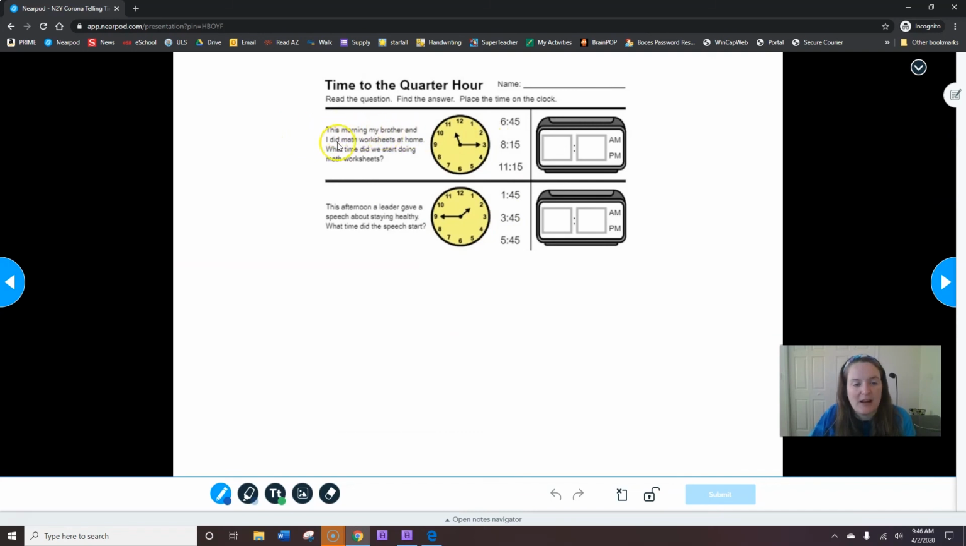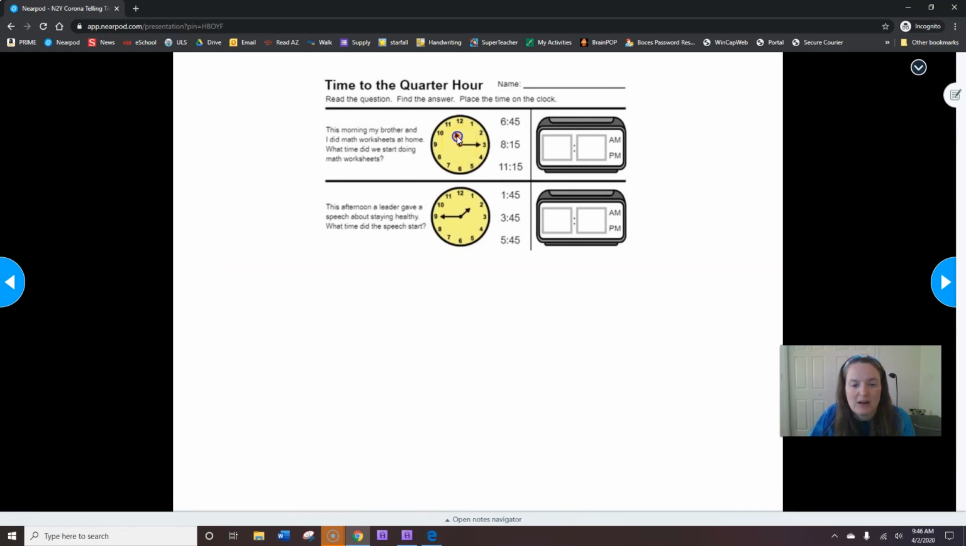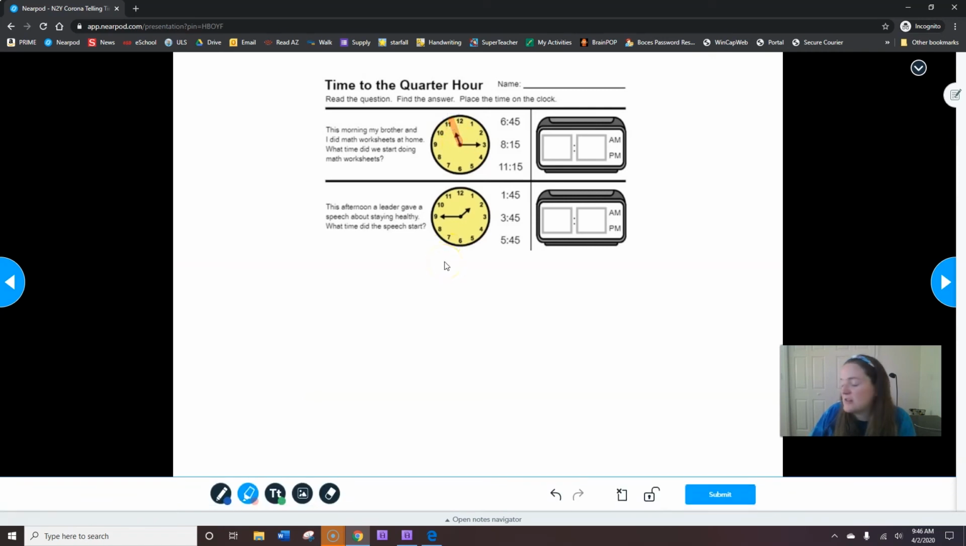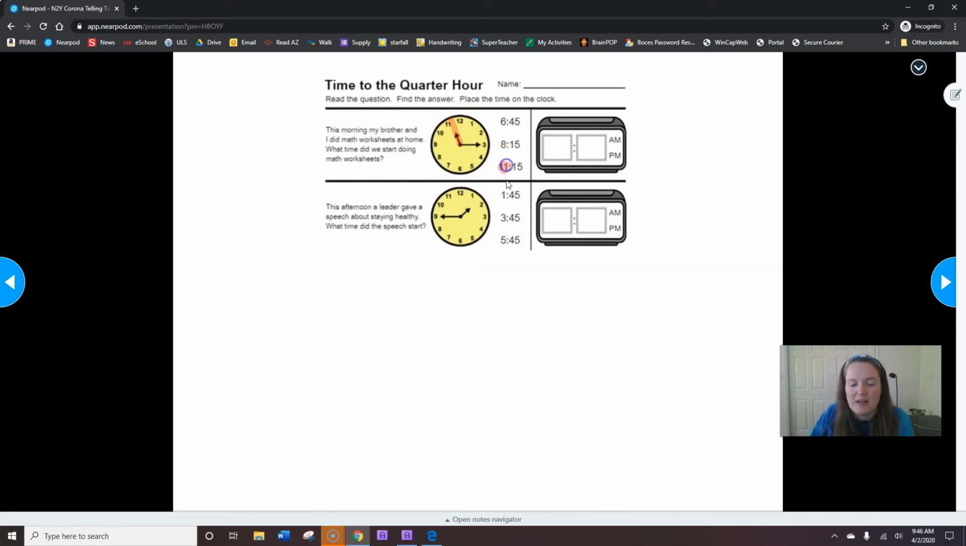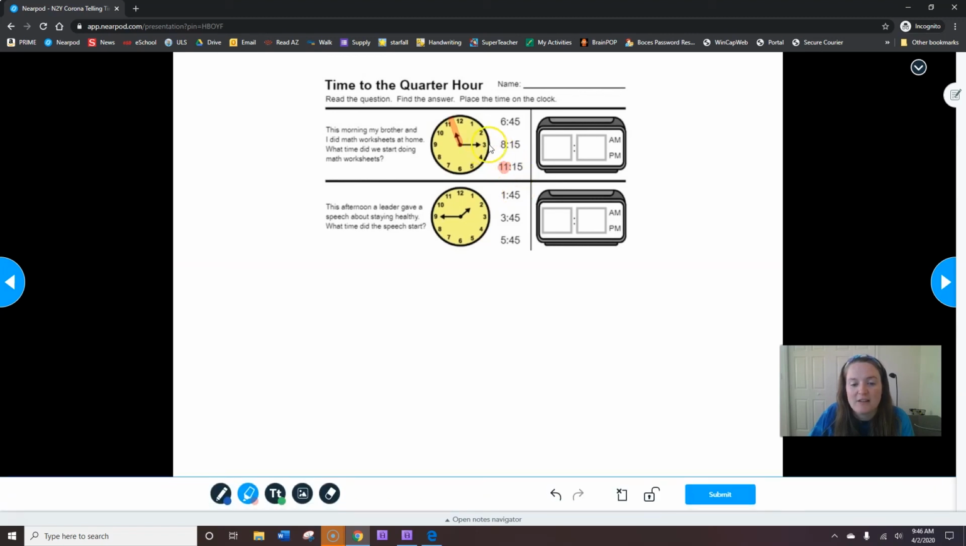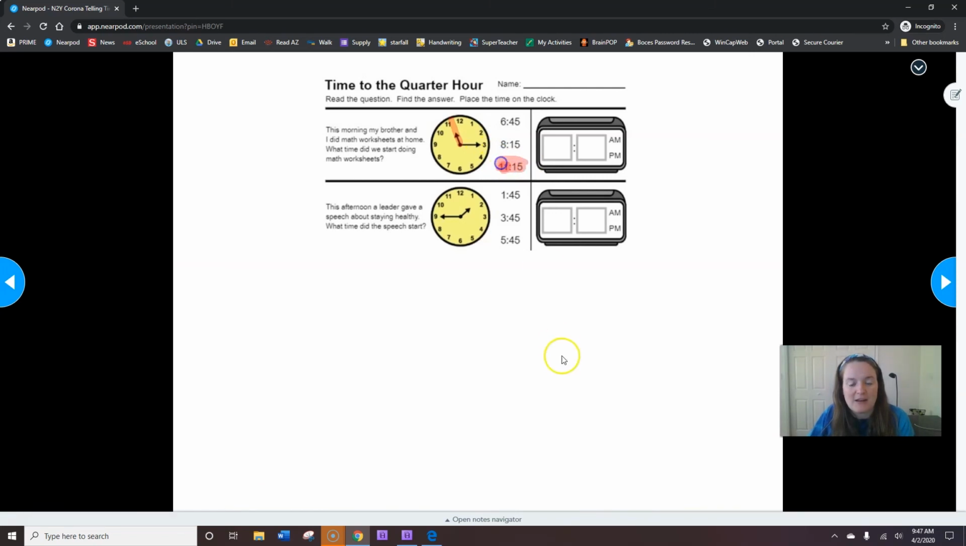So, let's look at this. This morning, my brother and I did math worksheets at home. What time did we start doing math worksheets? So, first we look at our little hands. My little hand, right now, if I continue it, is between the 11 and the 12. Okay, so it didn't pass the finish line to 12 yet. That means it's 11. Now let's make sure 11:15 is an answer. Let's make sure it's right by counting by 5s. Starting at 1, 5, 10, 15. I hope you counted with me. So 11:15 is my answer. I circled.